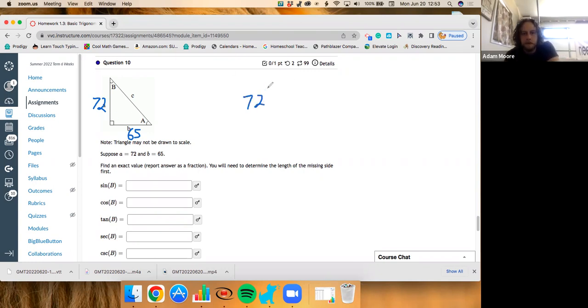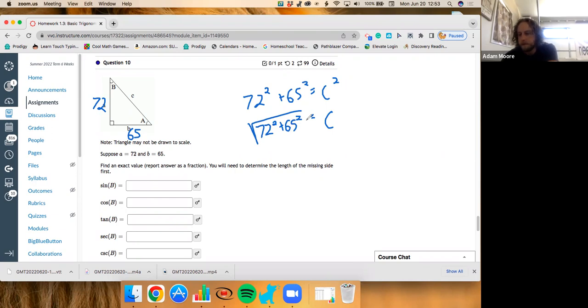So let's run some numbers real quick. 72 squared plus 65 squared equals some hypotenuse squared, and we'll call it c squared. Then we'll start running some numbers. Let me get a calculator out here. Okay, so let's go square root, because we're going to have to square root that in a second. So C will be the square root of 72 squared plus 65 squared, right?